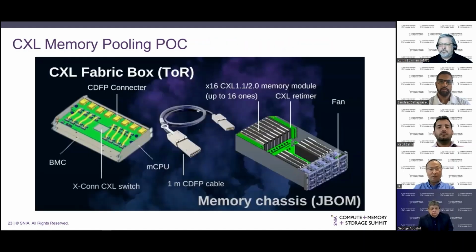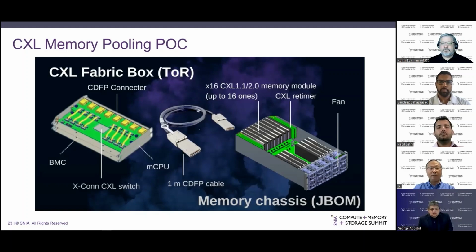Next page. CXL memory expansion and memory pooling is already going on. We are already working with some of the leading hyperscalers and the leading OEMs and ODMs to design prototype systems to target testing and software development. This picture is one of the designs we had with our customer.